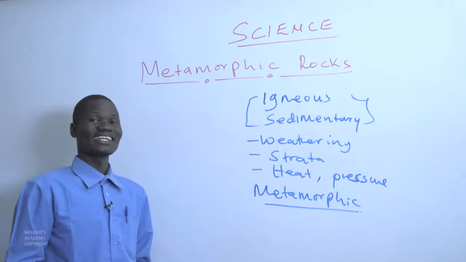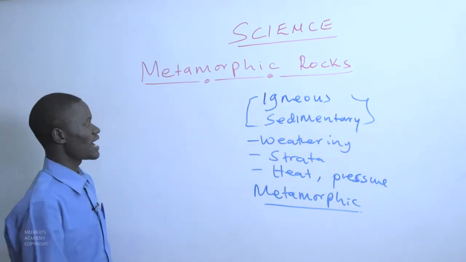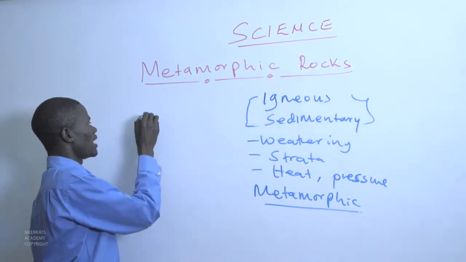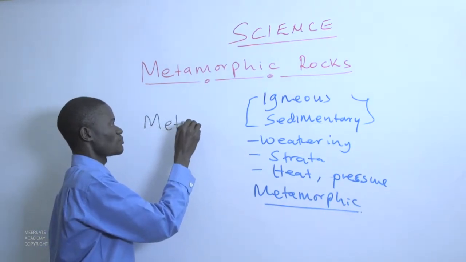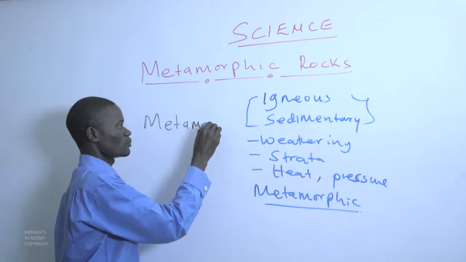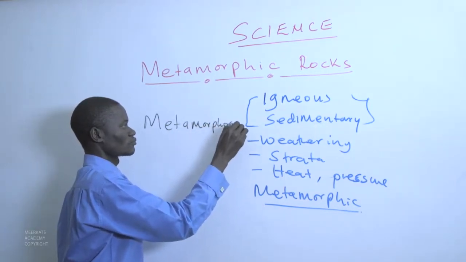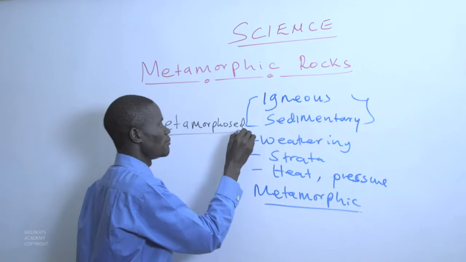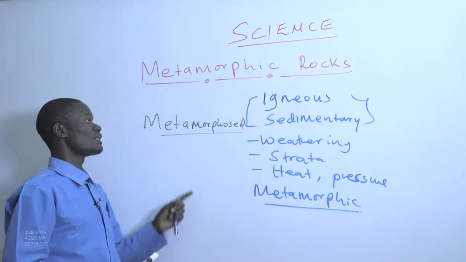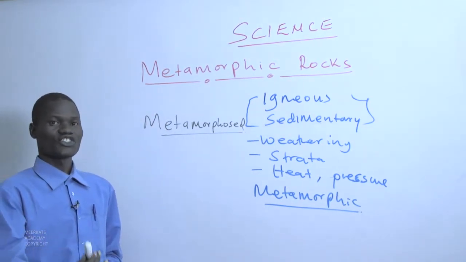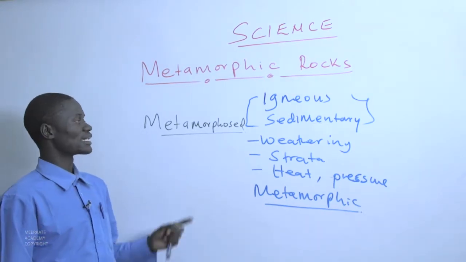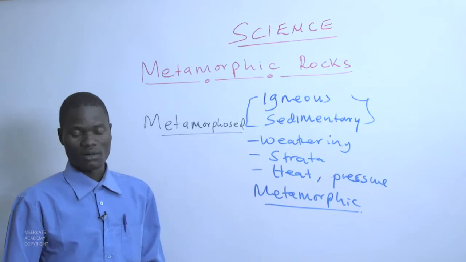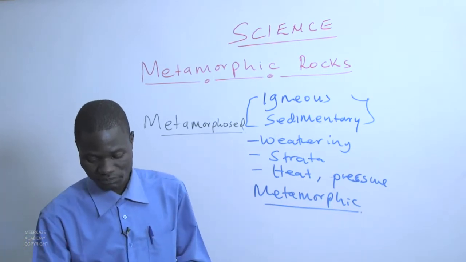And the process under which this type of rock has been changed, we say that the rock has been metamorphosed. The word metamorphosed means the change of the characteristic and the appearance, including also the chemical composition of the rocks.